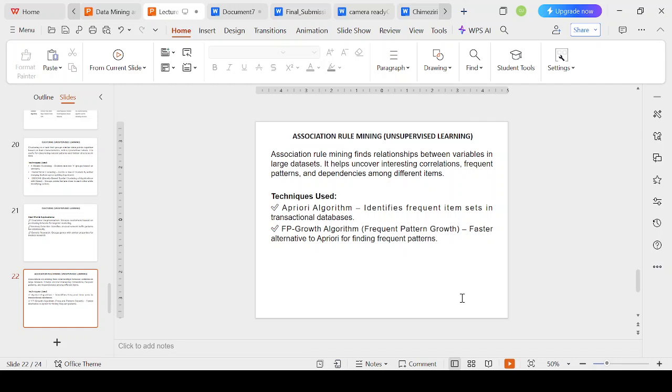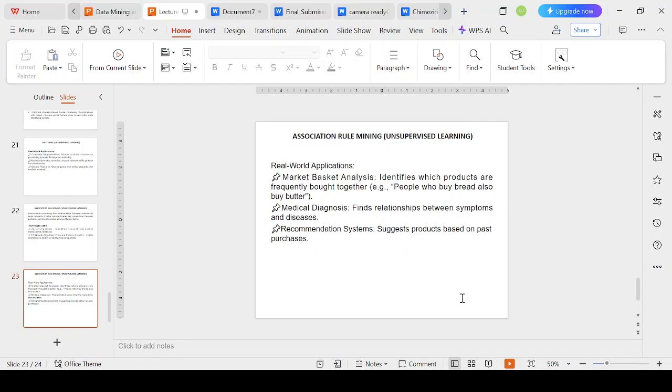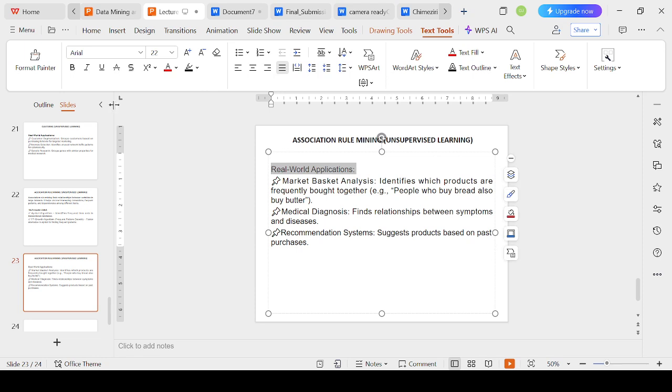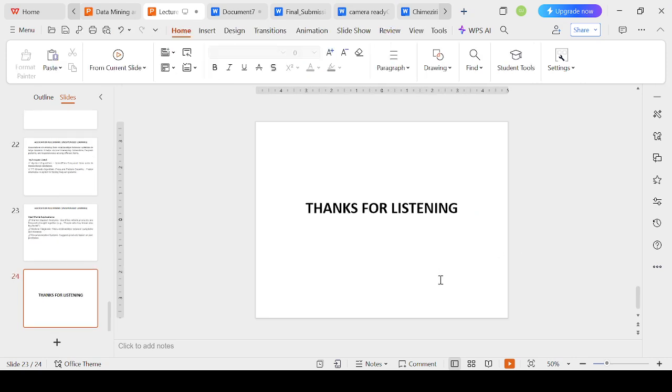Association rule mining is an unsupervised learning technique. It finds relationships between variables in a large dataset. It helps uncover interesting correlations, frequent patterns, and dependencies among different items. The Apriori algorithm is one of the techniques used. The FP-growth algorithm, frequent pattern growth, is also used here. These are all data mining techniques. Real-world applications include market basket analysis and medical diagnosis. You will see the interesting part of this in our practical class.